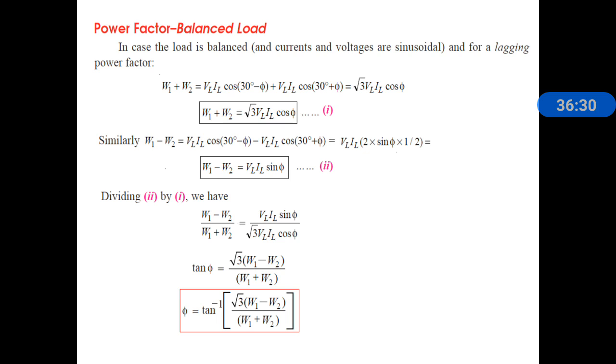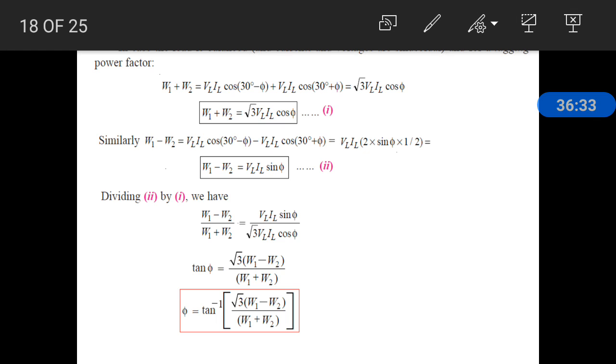So here we know the W1 and W2 values. W1 is VL IL cos (30 minus phi) and W2 is VL IL cos (30 plus phi). While adding these two, we get the answer, that is √3 VL IL cos phi.